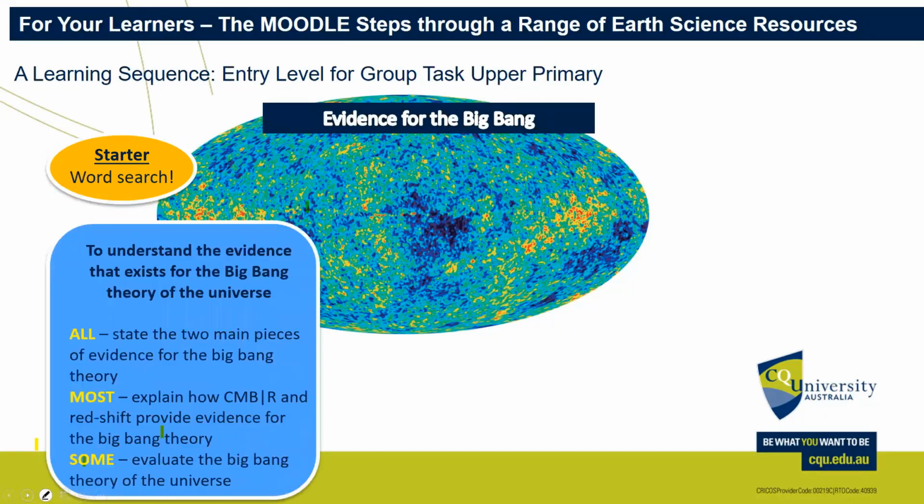Once they've done that, we get to understand the evidence that exists for the Big Bang Theory. We move on to the next levels. We're starting to look at the application levels of Bloom's taxonomy. And when we look at a class, we realise that not everybody in our class is going to be able to achieve. And here's one thing we need to look at when we're looking at our digital cards.